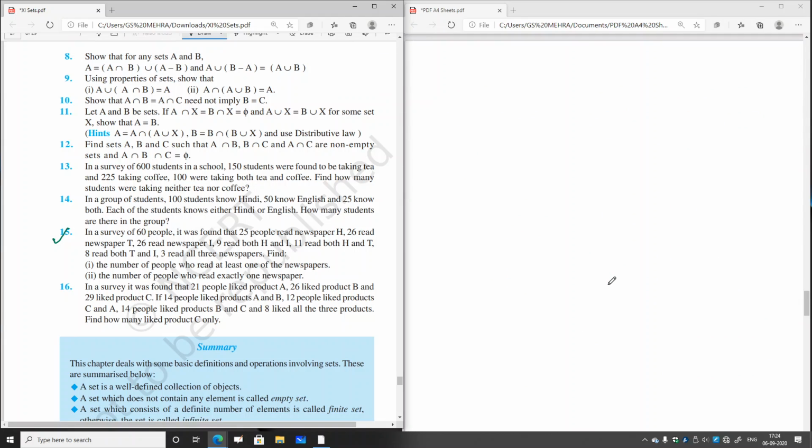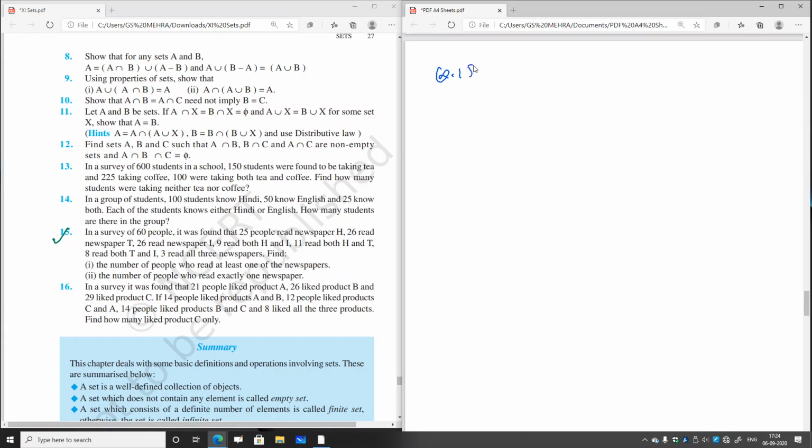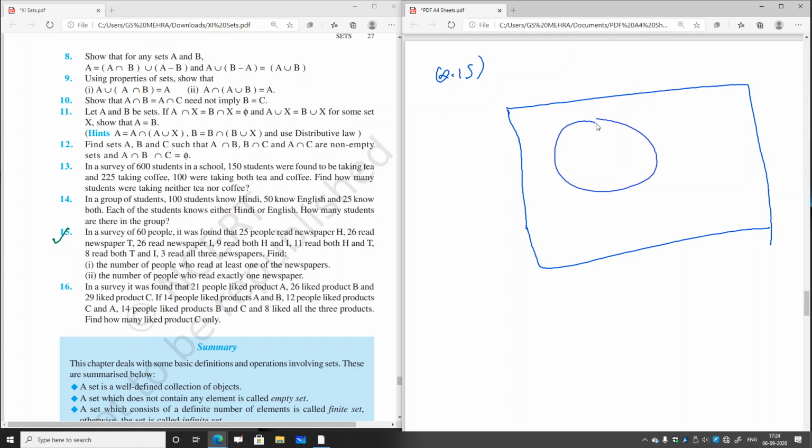So what we'll do is solve this question number 15 by Venn diagram. This question number 15 is from the miscellaneous exercise. First we'll draw a rectangle, and in that we'll draw 3 sets. This is the first set, this the second set, and this is the third set. And there are 3 different kinds of newspapers. So let this be H, this is U, this be T, and we have the newspaper I.